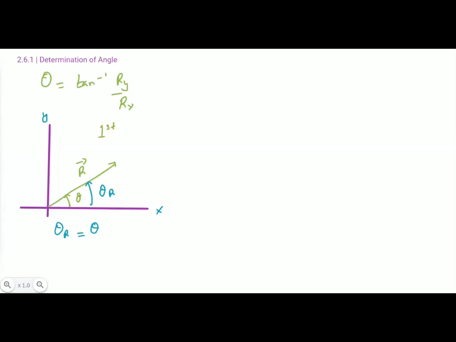But in the case the resultant vector R is present in the second quadrant, अगर हमारे पास जो resultant है वो second quadrant में exist कर रहा है such that it is present like this, so अगर ये हमारे पास resultant present है in the second quadrant, so in this case the angle theta which we have calculated will be different from the actual resultant vector direction. और वो किस तरह से different होगा?